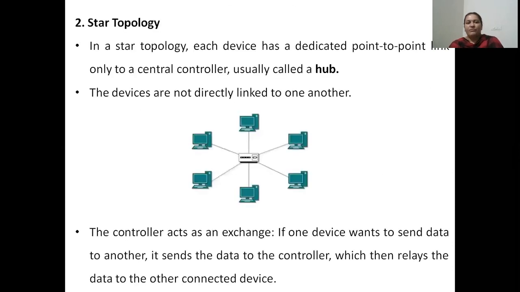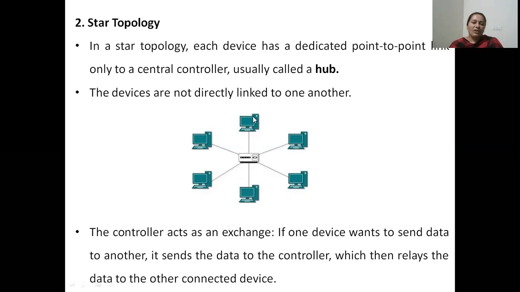The second type of network topology is star topology. So in this picture, you can see an example of star topology. In star topology, there will be a central controller called a hub. Every star topology consists of a hub. Any two computers which want to exchange information have to do the exchange through the hub, because every computer has a dedicated point-to-point link to only the hub.